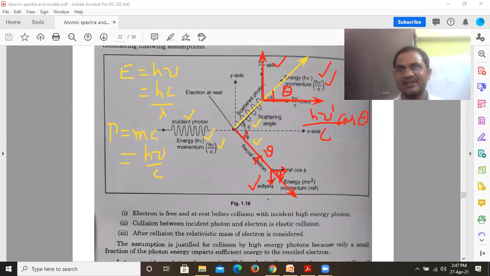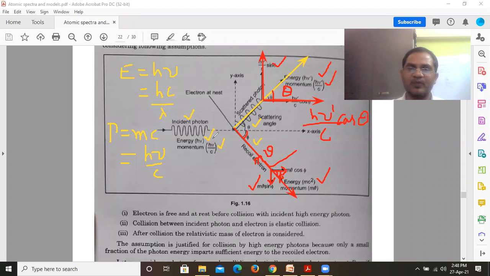According to the relativistic concept, the electron's relativistic mass m is considered. Then what is the equivalent energy? mc square, by Einstein's mass-energy relation, the equivalent energy to the mass m is mc square. Therefore, the relativistic energy of the electron is mc square. So this is the figure.